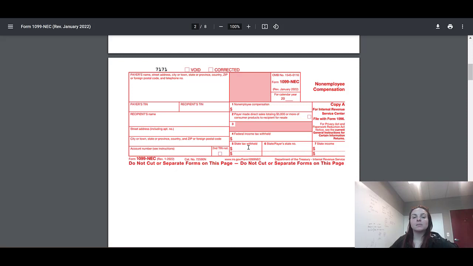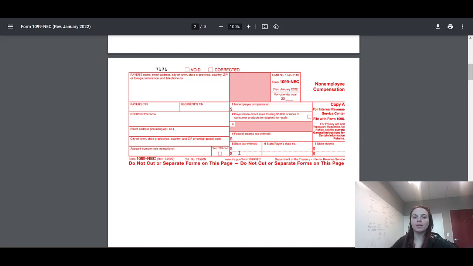Some 1099s have to be filed on a state level. And this depends on the specific state in which the recipient lives or in which the payer resides. So you may have to file these 1099 forms, even though these are federal forms. You may also need to file them on a state and possibly a local level.